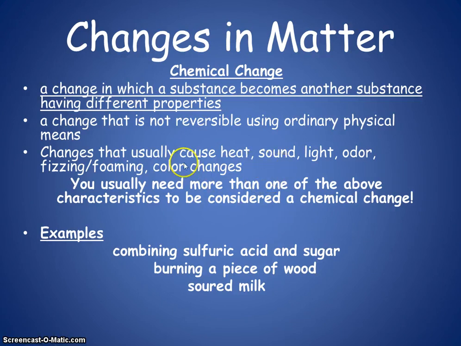Usually more than one of these things will be an indicator of a chemical change. Some examples of chemical change. Sulfuric acid and sugar. It's going to color change, going to have some bubbles maybe, right? If you burn a piece of wood, you get heat, you get light, you get a smell, lots of different things. And when milk turns sour, you know you get a smell. Ugh.